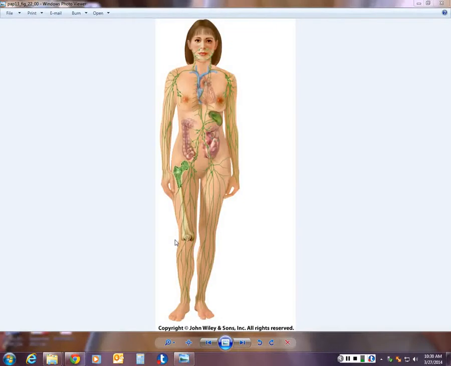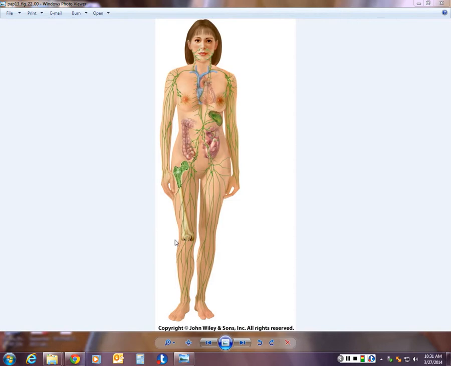In this discussion, we're going to begin a series of lectures that discuss Chapter 22, which is the lymphatic system, and also the concept of immunity. And just very briefly here, I want to touch on the functions of the lymphatic system before we move into some of the other details.